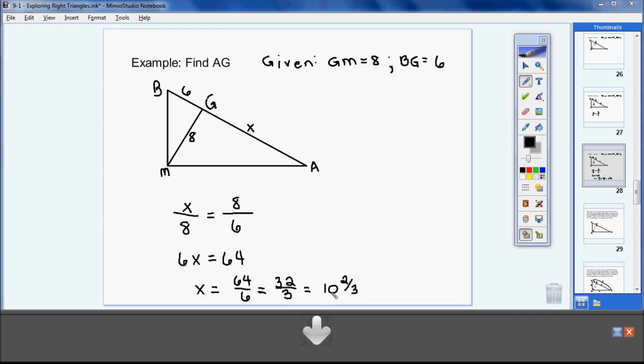Alright, so that's our first theorem. The one down the middle is a geometric mean. You need to keep that in mind. We're going to take a look at a couple of other geometric means.